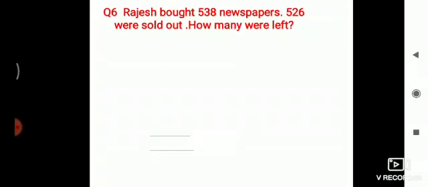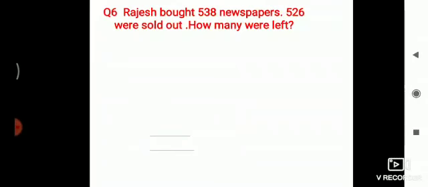Question number 6. Rajesh bought 538 newspapers. 526 were sold out. How many were left? Here it is given that Rajesh bought 538 newspapers and 526 of them were sold. We have to find out the number of newspapers left. To calculate the number of newspapers left, we will subtract the number of newspapers sold from the number of newspapers bought.